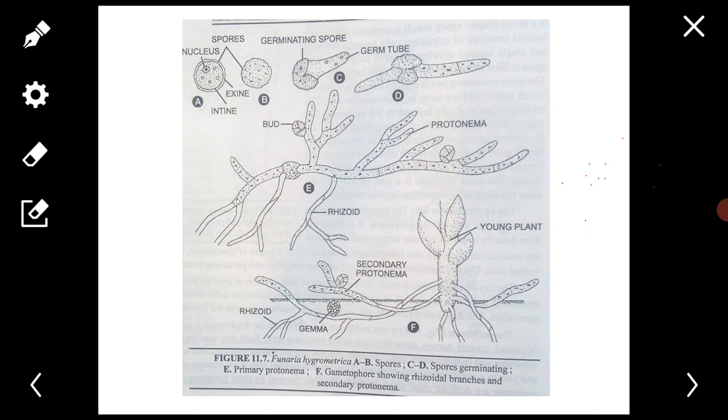The gametophores produced from such protonema are diploid in nature, but resemble in form and structure the haploid gametophores.